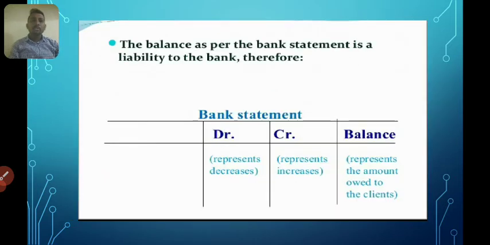When it comes to the bank statement or passbook, it is totally contrary to the cash book. The debit transaction represents a decrease of balance and the credit transaction represents an increase in the balance. The bank statement is prepared by the banker, and as per the demand of the customer it will be supplied.